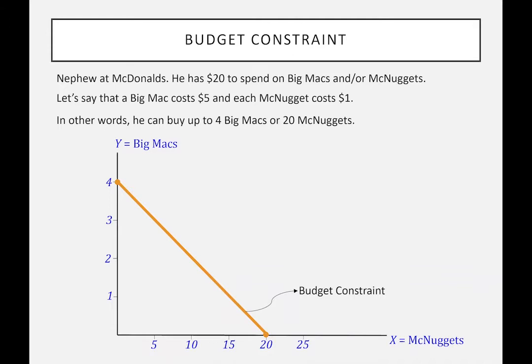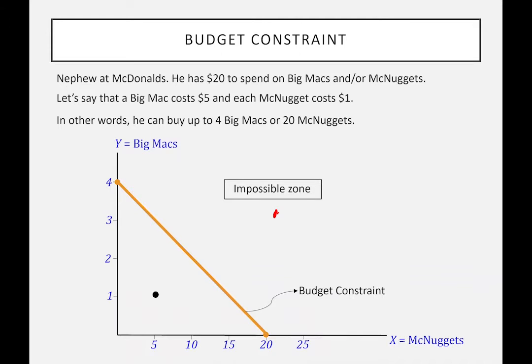I'm assuming here, too, that he could buy half a Big Mac, for example. Actually, these are units. These are integers. So there's a whole theory in economics about that situation. I'm exempting that by assuming that you can buy a portion of a Big Mac or a portion of a McNugget. You note, too, that anything out here, for example, this point, well, he doesn't have enough money for that possibility. So this is why it's a constraint.